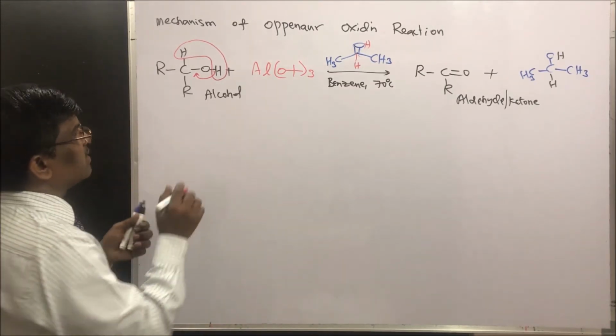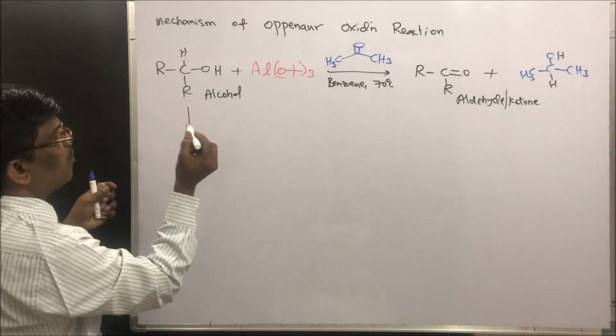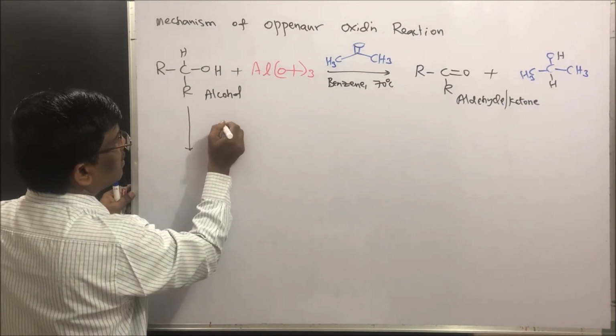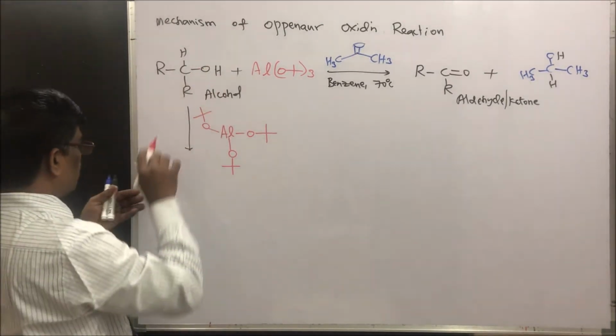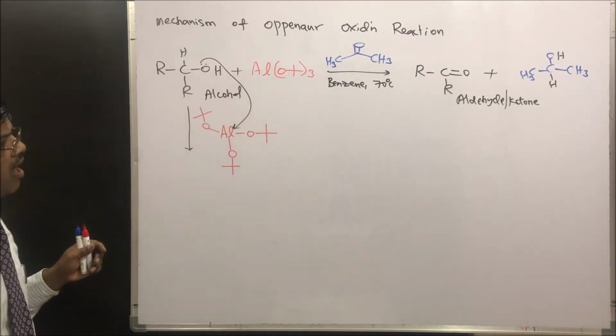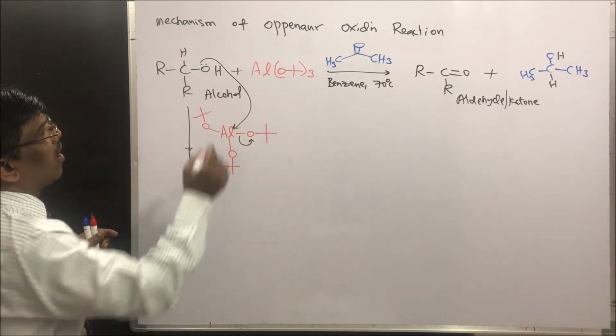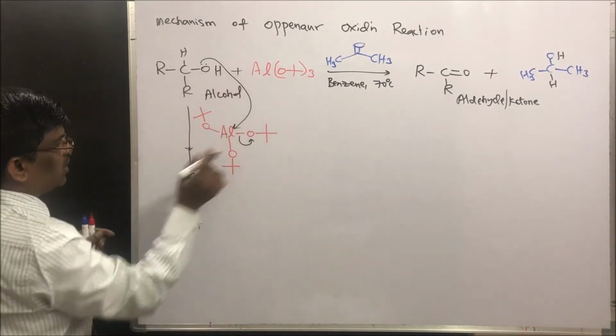Let us see the mechanism. When you add aluminium tertiary butoxide to the alcohol, it is going to accept this with this aluminium reagent, and it goes out as tertiary butanol by taking this hydrogen.